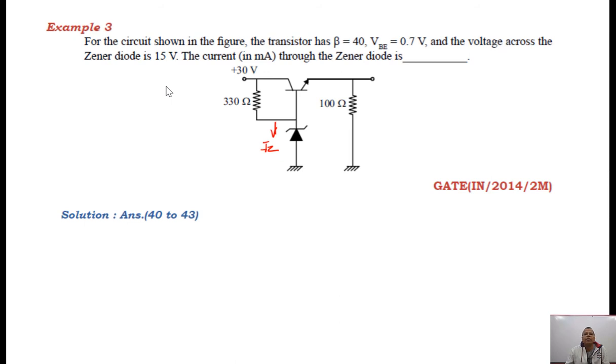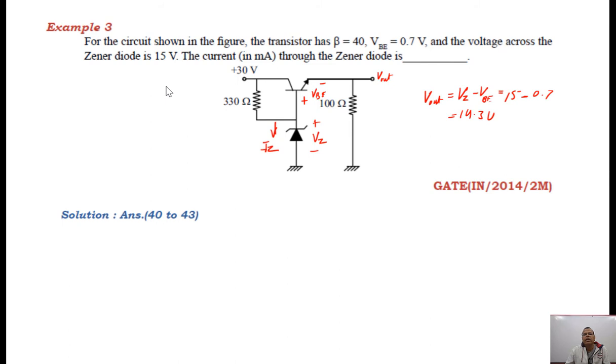First of all, voltage between base and emitter is VBE, voltage across Zener diode is Vz, voltage at output terminal is V out, right. So, output voltage V out is how much? That is Vz minus VBE. Vz is how much? 15 volt and VBE is how much? 0.7 volt. So, that is 14.3 volt, the output voltage.